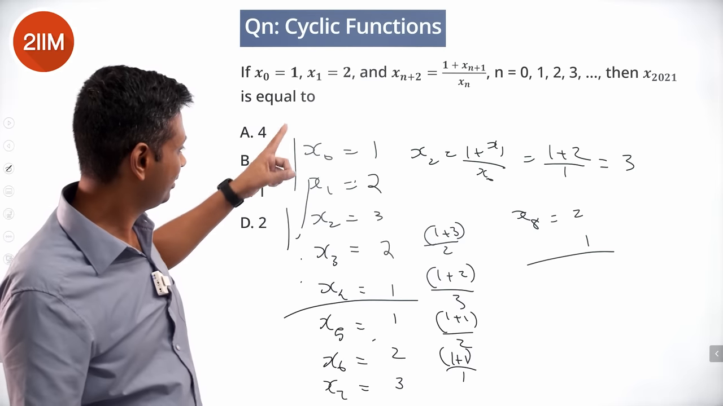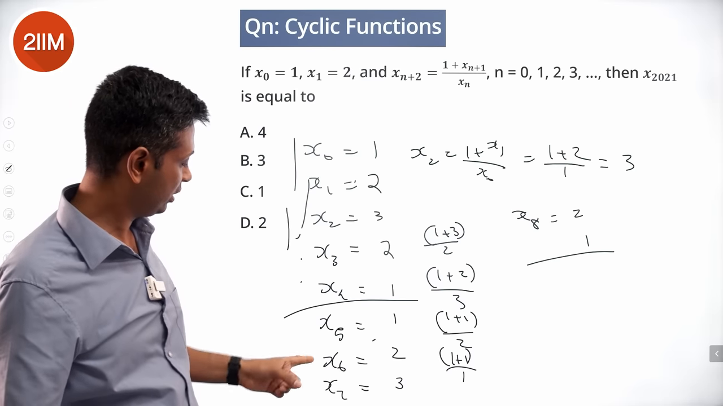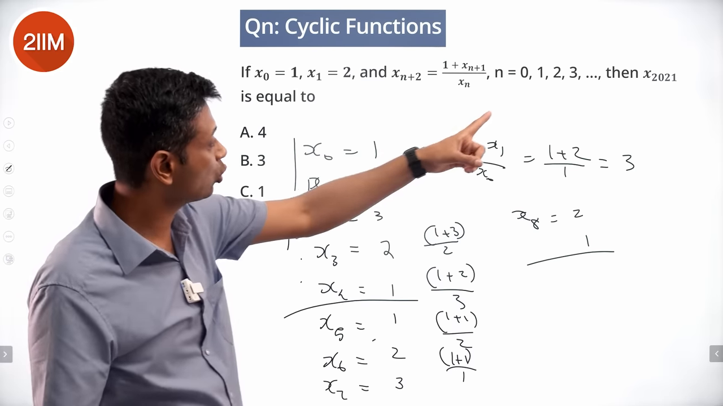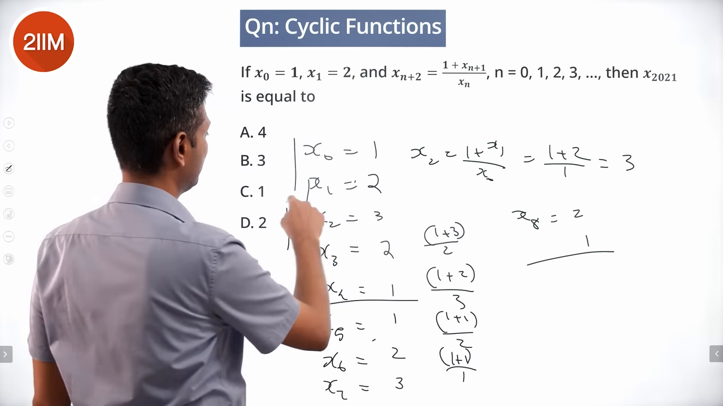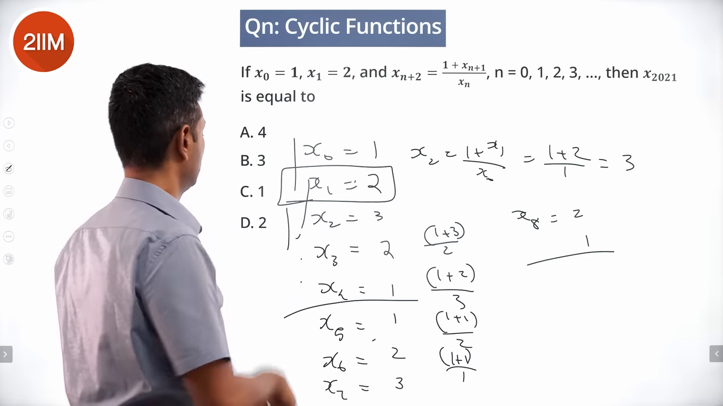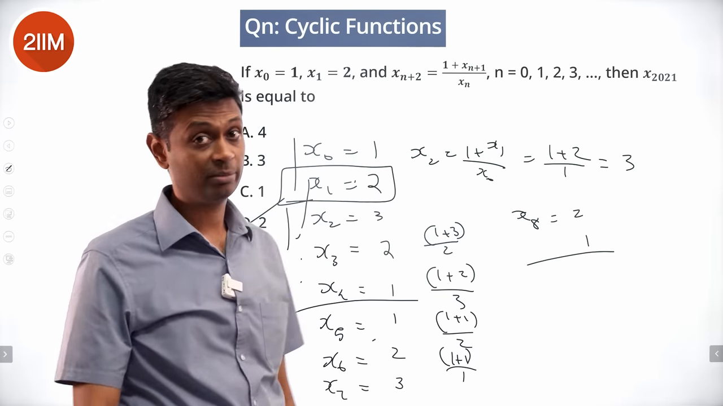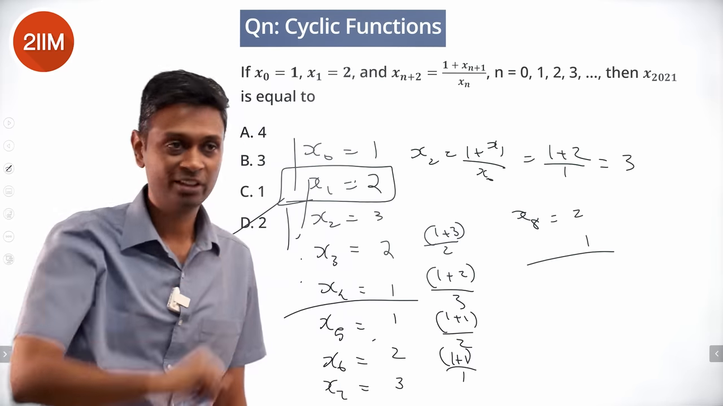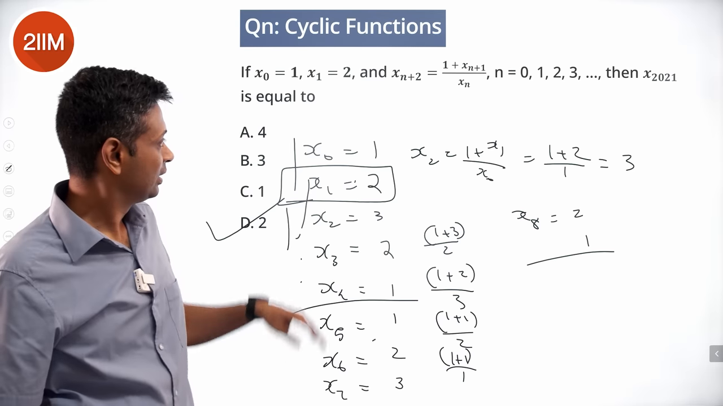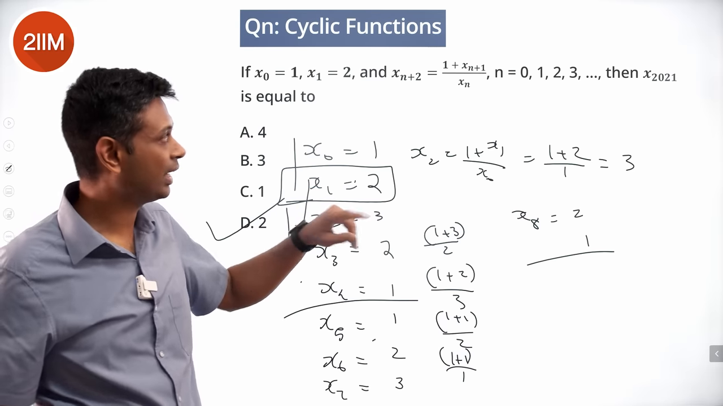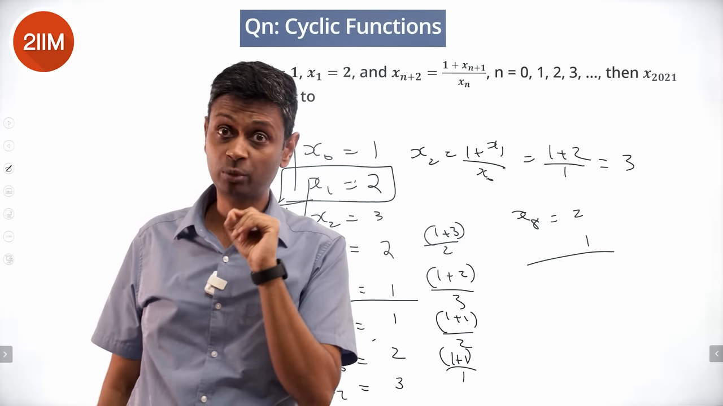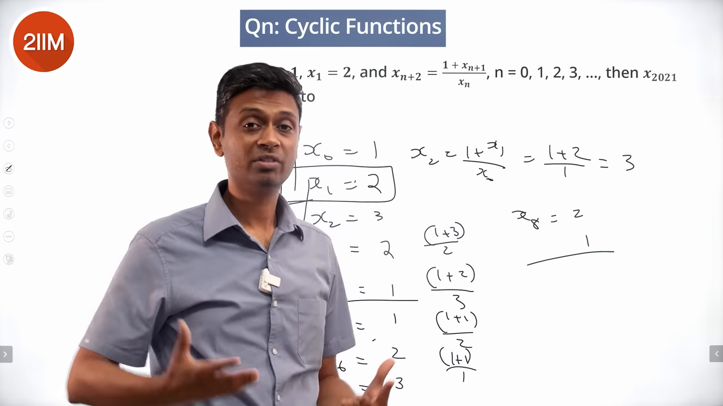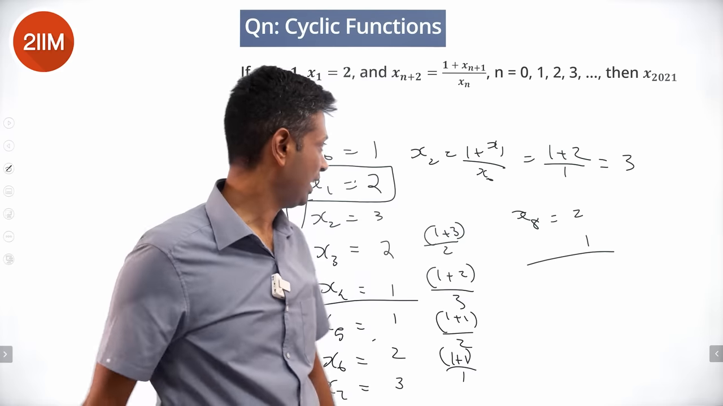So X0, 1, 2, 3, 4, X5, 1, 2, 3, 4. X2021 has a remainder of 1 on division by 5. It should be here, the second step of the cycle. The digit is 2. The mistake I made was that I said cycles of 5 and assumed we were starting with X1, when we're starting with X0. So something to be careful about in the last step also. We're starting with X0. So the answer is 2.